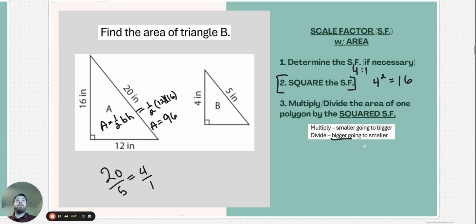Now, I'm going from the bigger triangle to the smaller triangle. So basically, instead of multiplying, I'm going to divide by the scale factor. I'm going to divide by the squared scale factor. So divide by 16, and my area comes out to be 6 square inches.